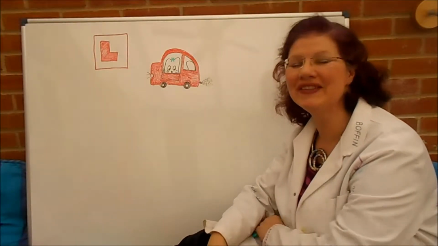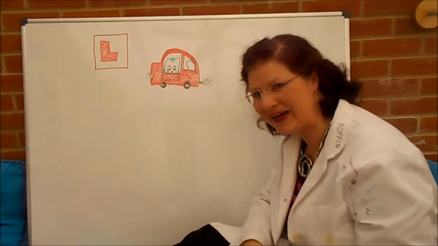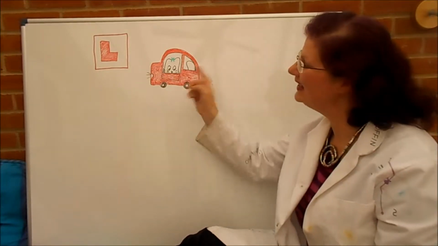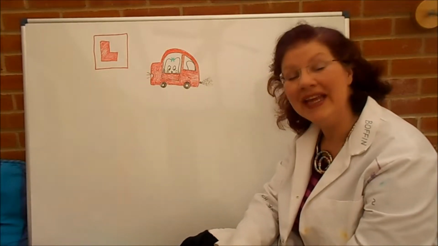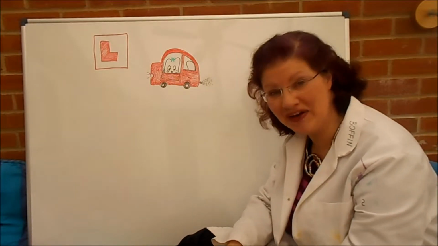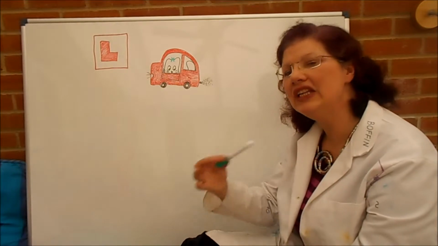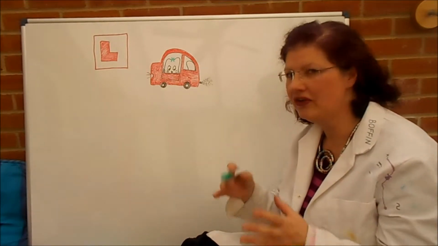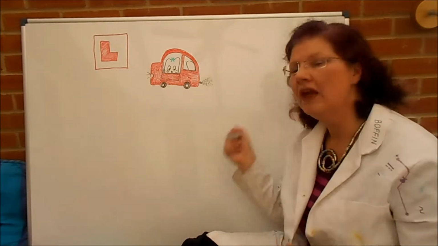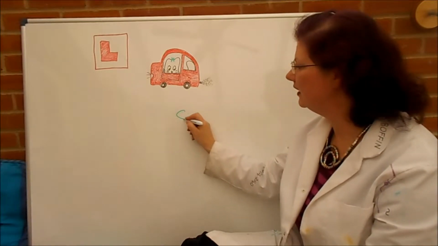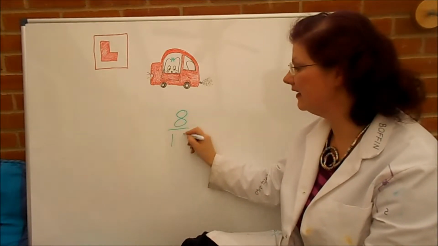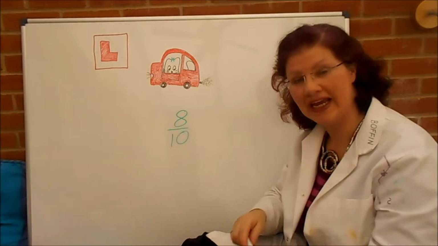Hi there Batty fans, it's time for a little bit of GCSE exam practice with the Batty Boffin and Bathilda the Batty cat. Now today Bathilda is on her way to her driving test. She can take this test several times, but each time she takes it, the chances of her passing will change. The first time she takes the test, she has a chance of passing which is 8 out of 10.